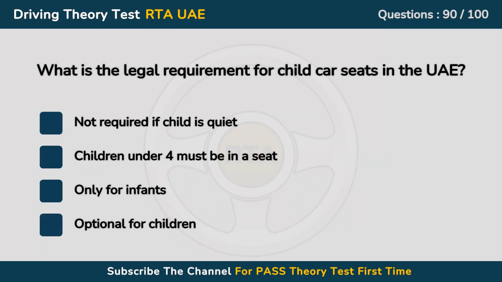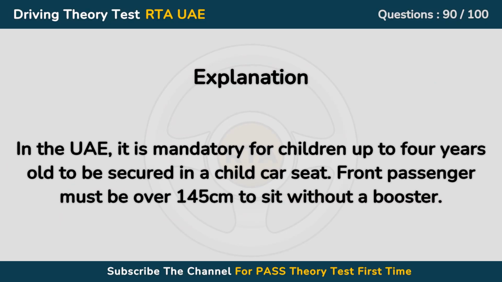Question 90. What is the legal requirement for child car seats? A. Not required if child is quiet, B. Children under 4 must be in a seat, C. Only for infants, D. Optional for children. Answer is B. Children under 4 must be in a seat. It is mandatory for children up to 4 years old to be in a child car seat. Front passenger must be over a certain height to sit without a booster.